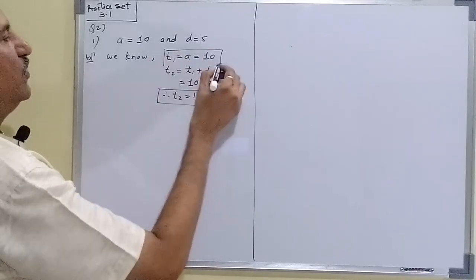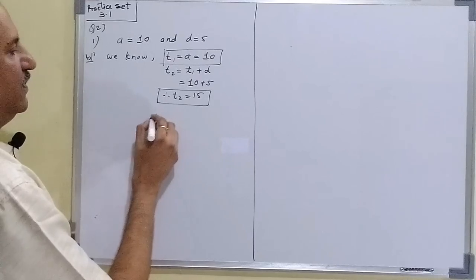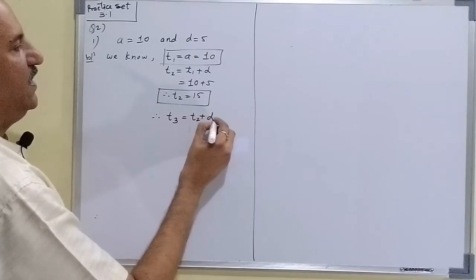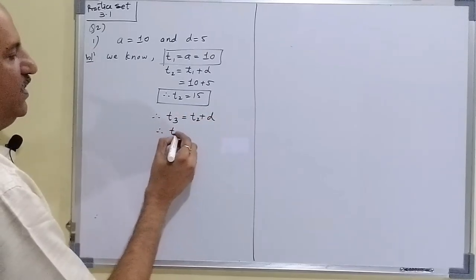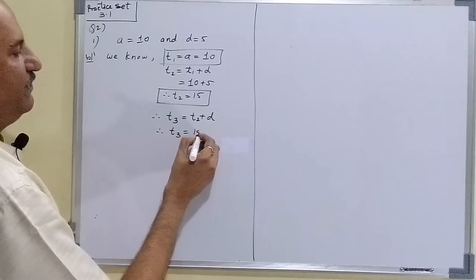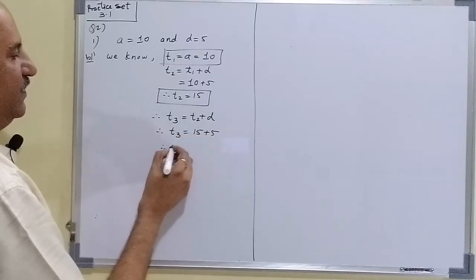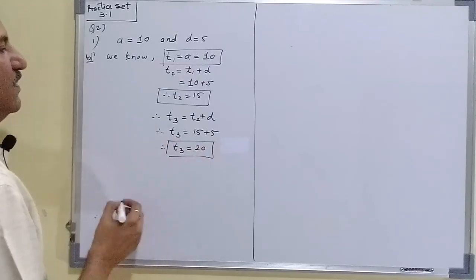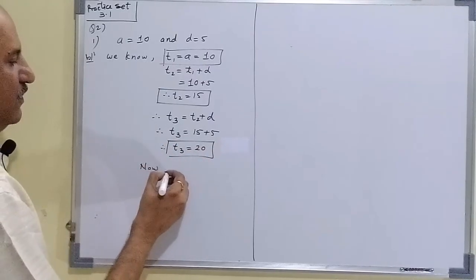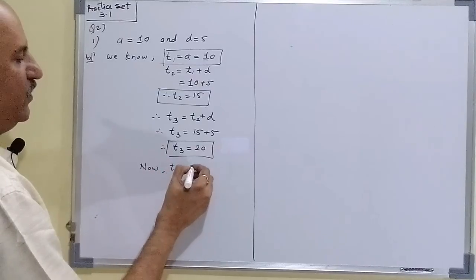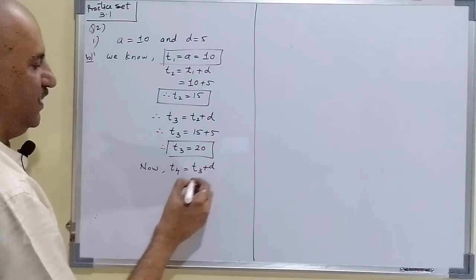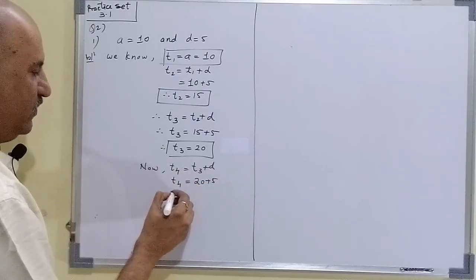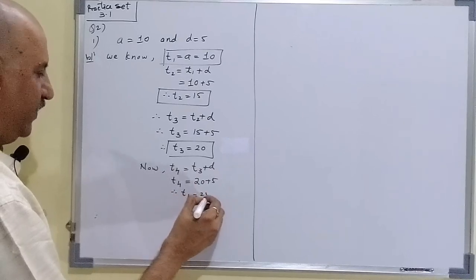T1 हम जानते हैं, we know T1. T2 is 15. Therefore what will be T3? T3 will be T2 plus D, common difference. Therefore T3 will be 15 plus 5. Therefore T3 is 20. Now what is T4? T4 is T3 plus D, 20 plus 5. So T4 कितना होगा? 25.